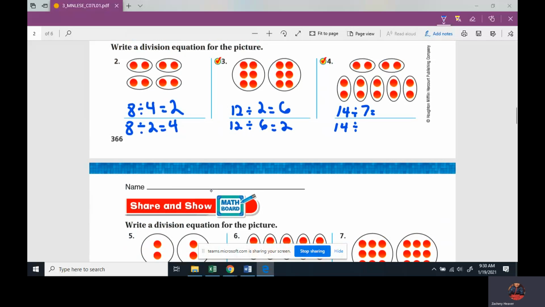Now look. We have 14 total. We have 7 groups. How many's in each group, McKenna? How many? One group has how many? Think about it, McKenna. One group has how many in it? Look, McKenna. How many does one group have in it? 2. Jack, what's the other one?